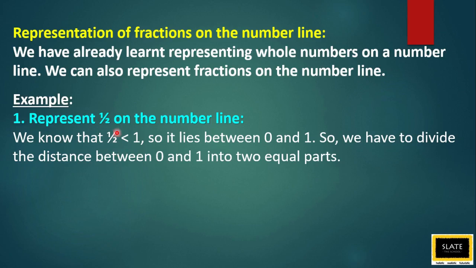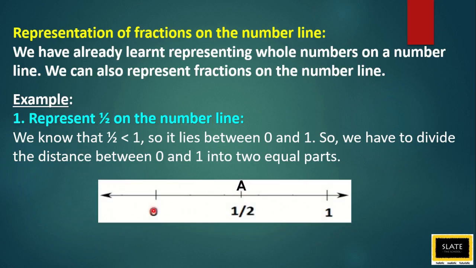How will we read? 1 out of 2, right? So 1 out of 2 parts. So we have to divide the distance between 0 and 1 into two equal parts. Whatever denominator they give, that many parts we need to divide between 0 and 1. So here denominator is 2. Let us divide the distance between 0 and 1 into two equal parts.